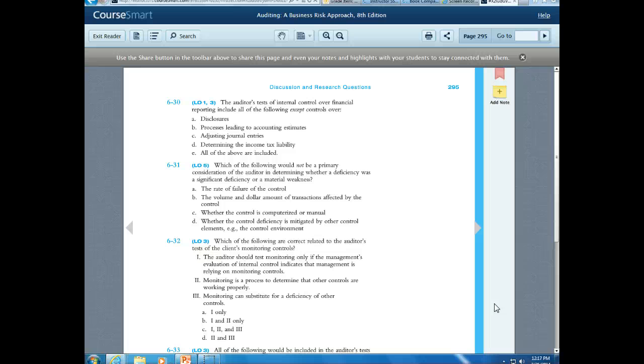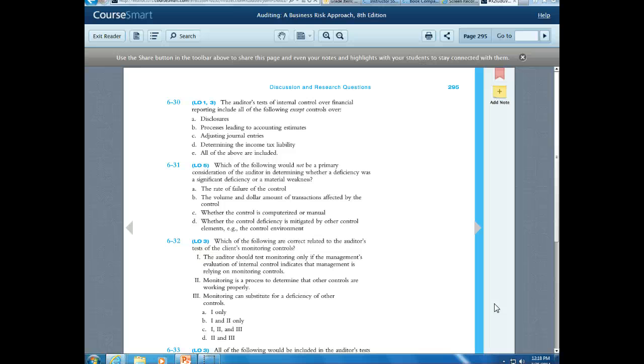which of the following would not be a primary consideration of the auditor in determining whether a deficiency was a significant deficiency or a material weakness? A, the rate of failure of the control. B, the volume and dollar amount of transactions affected by the control. C, whether the control is computerized or manual. Or D, whether the control deficiency is mitigated by other control elements. So let's say we've got some issues that are concerning. There's a deficiency.